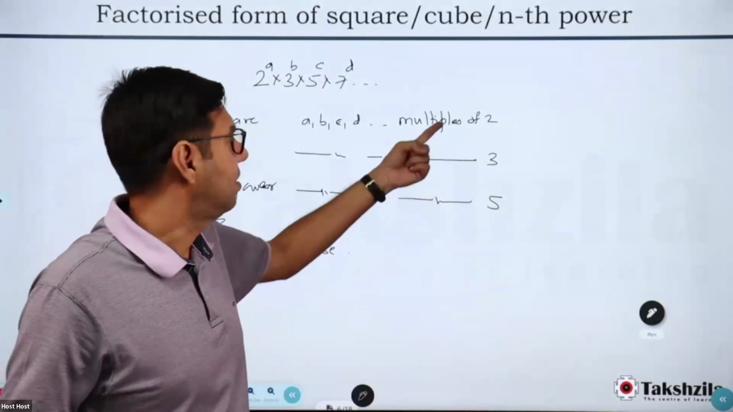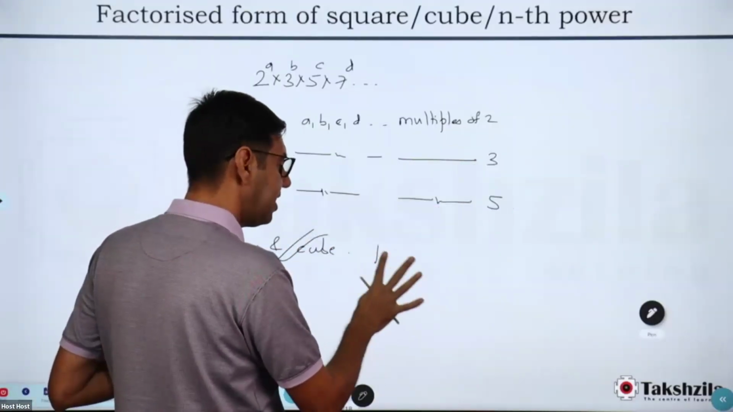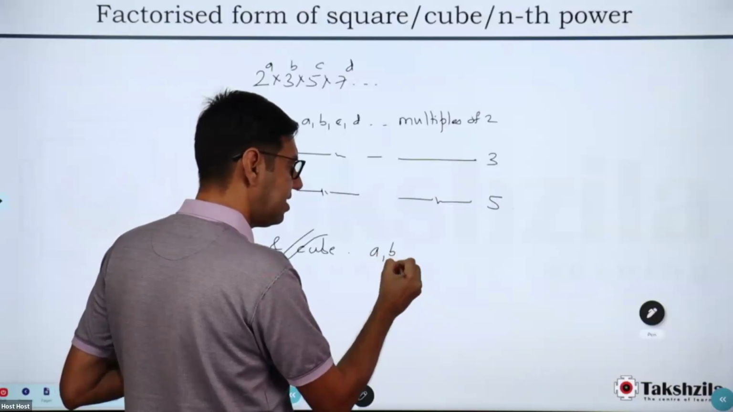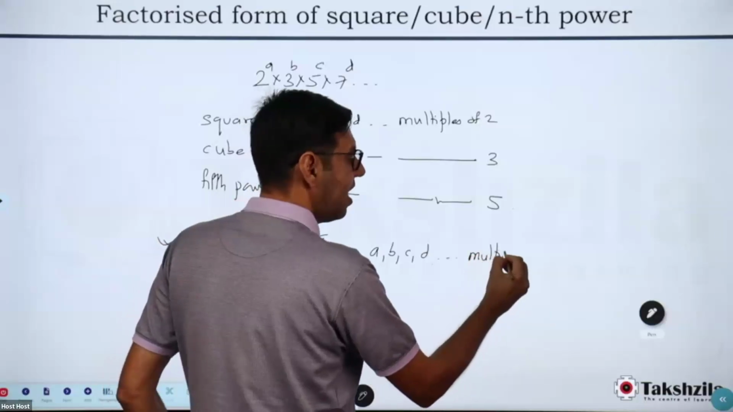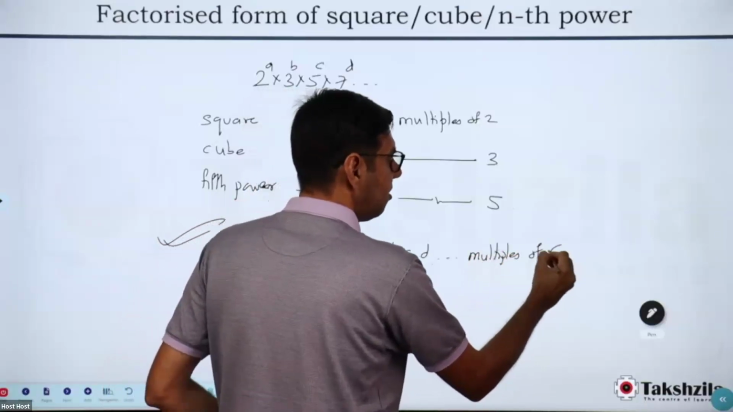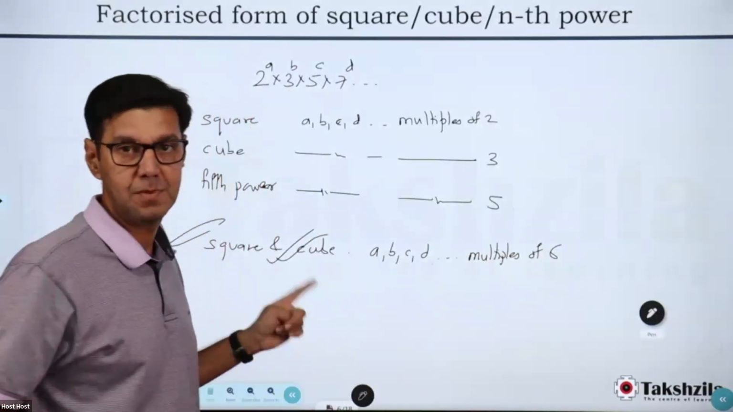Very common language: multiple of 2 and multiple of 3. So all indices A, B, C, D are multiples of 6. Go ahead now. So this was the first question that I put up. Tell me the smallest such number.